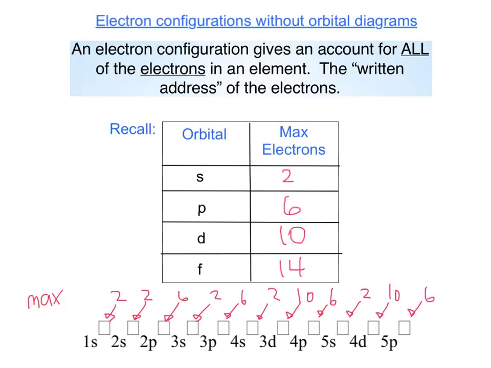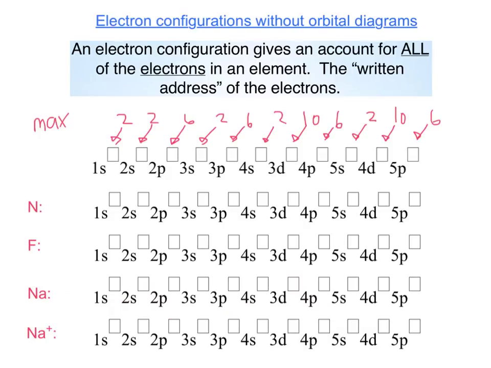So keeping this in mind, this should help us really figure out how to fill in the electron configuration without having to do the orbital diagrams. So let's do a couple practice. For every single one of these, we always have to look at how many electrons there are. So if we look at nitrogen on the periodic table, it should have 7 electrons. So let's go ahead and fill this out. So we know there's 7 electrons.